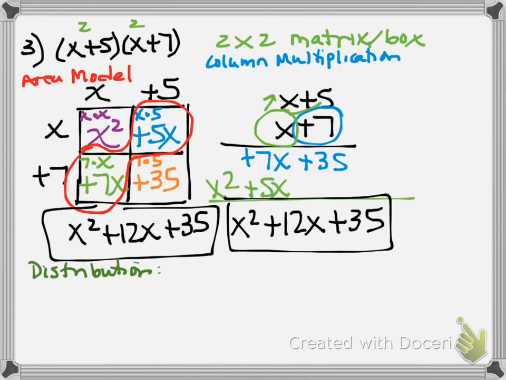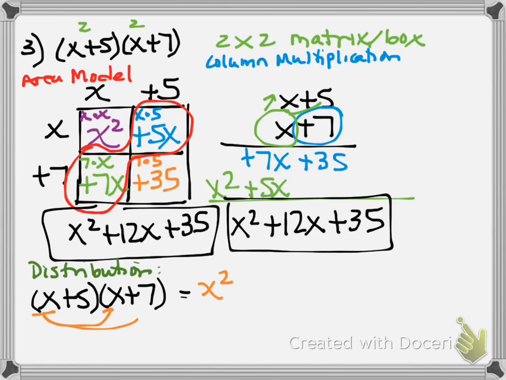So with distribution, we're going to do the same ideas, but it's just a different way of showing it. When I distribute, I'm going to start with my first polynomial, and I'm going to start with the first term in my first polynomial. And then I'm going to multiply them by everything in the second polynomial. So I'm going to multiply x times x, which is x squared, and x times positive 7, which is positive 7x. So I've now exhausted all the multiplication I can do with that guy.